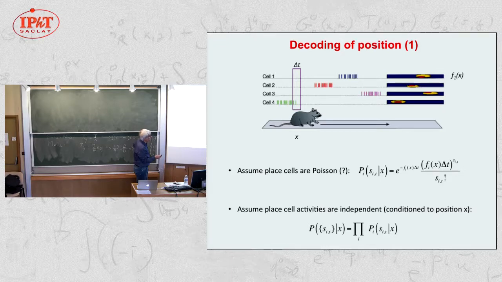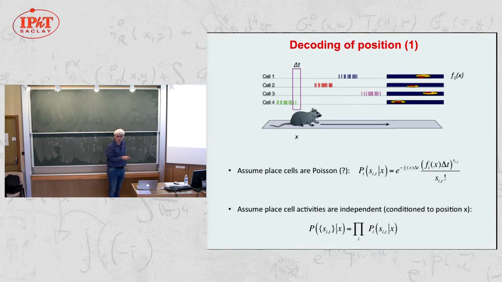cell number i during a time bin, which is time bin number t, will be simply given by this Poisson law, where the average number of spikes will be simply the firing frequency times the width of the time bin, delta t. And then we have this thing elevated to s, which is an integer number, 0, 1, 2, 3, and so on, divided by the factorial, and then you get the exponential of minus f_i delta t. So that's essentially the probability distribution of the number of spikes in a time bin of cell i.